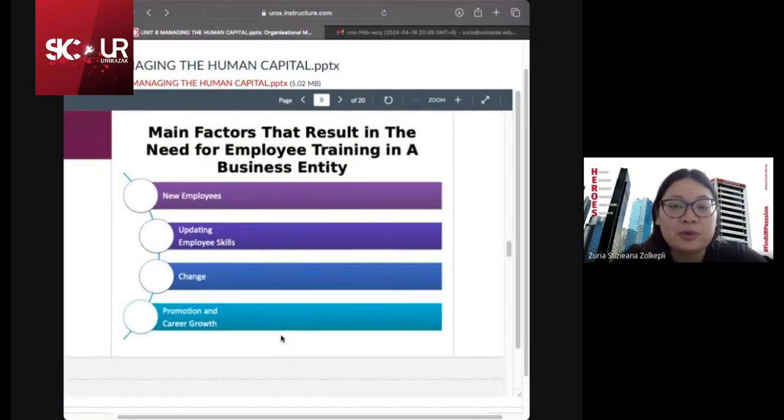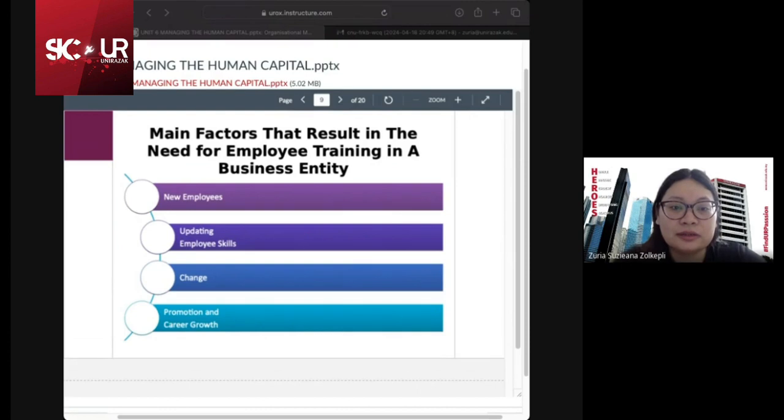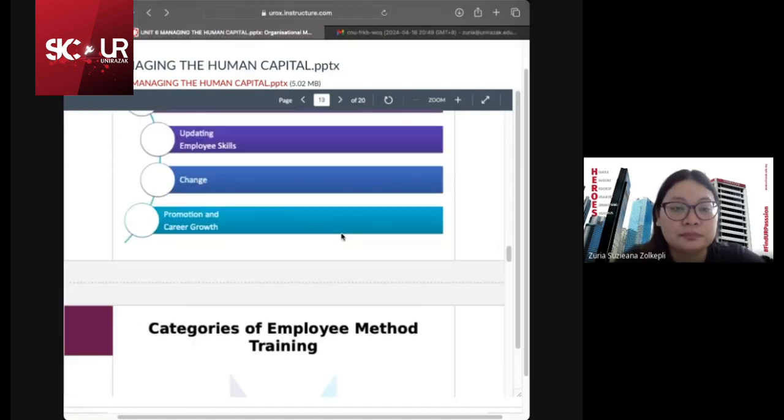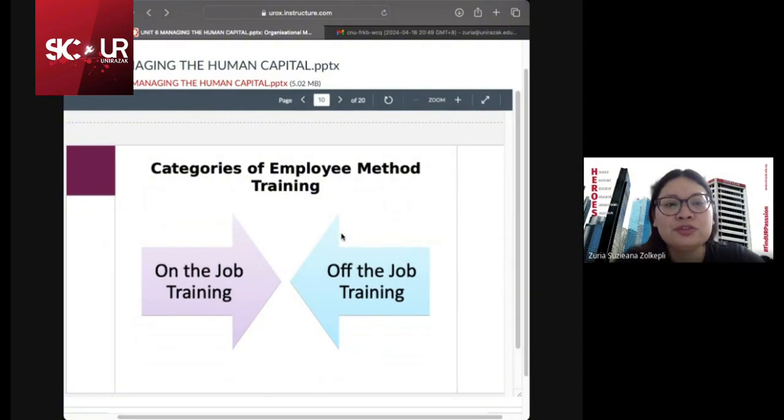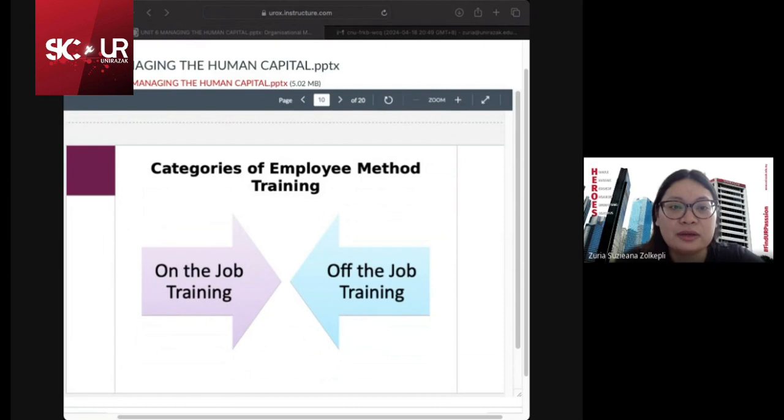Promotion and career growth. Okay, so one of it is for employee personal development, right, for their career growth. Let's say you are about to identify the successors of the company, definitely you should send them to training for leadership skill and things that are new to them, right? For the sake of career growth. So we have two categories of employee training methods: on-the-job training and off-the-job training, right?